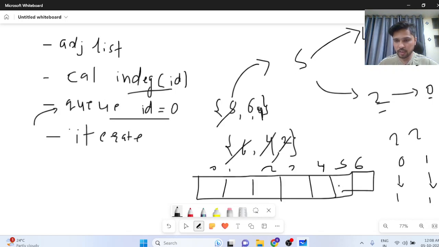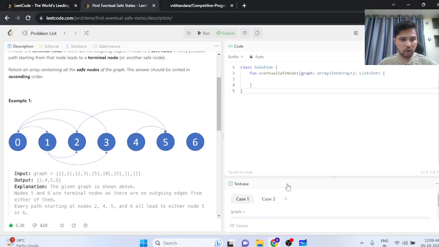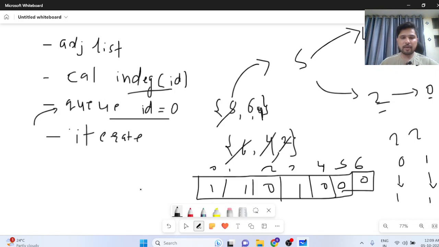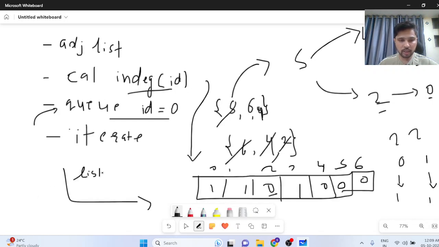So for 6 and 5 it is 0 0, again for 2 and 4 we got the 0 in degree, but for the other elements we will have something like this. And finally we just have to go through this in degree array. So wherever you find the in degree as 0, you have to put it into the list, that is your output. So here this is the output array, 2, 4, 5, 6 which are having the in degree as 0, and that's it, your answer.